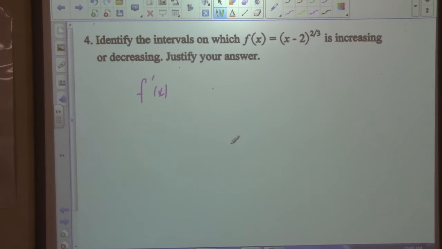Okay, we'll do this one here. We have to identify the intervals on which f of x equals quantity x minus 2 to the 2/3 power is increasing or decreasing. Justify your answer.